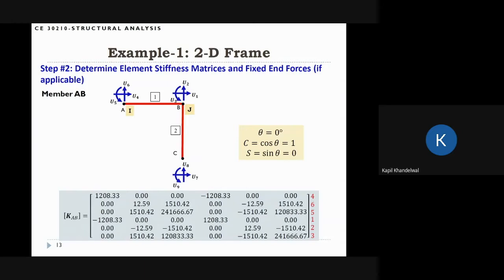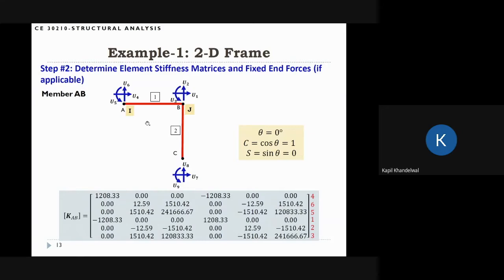So first we are calculating for member AB. I'm considering the left node as the I node and the right node as the J node. So the orientation angle theta is equal to 0. It's the simple case, this member is just a beam member because C is 1, S is 0. And so I can find the stiffness matrix. This is a 6x6 stiffness matrix for this member.